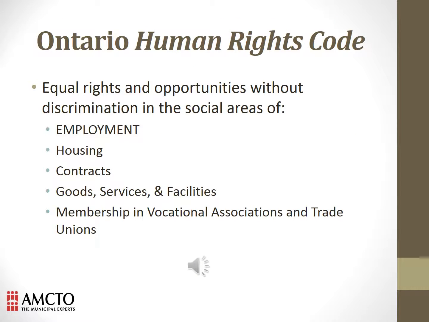The Code provides for equal rights and opportunities without discrimination in 5 social areas. The first is employment, and of course that is the social area that is most pertinent to this course. The other social areas are housing, contracts, goods, services, and facilities, and membership in vocational associations and trade unions. In Ontario, about 3/4 of all human rights claims or applications arise out of the social area of employment.